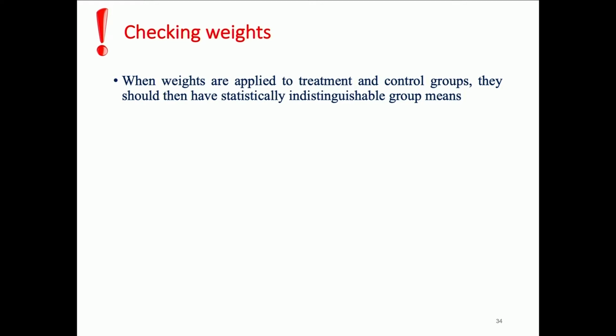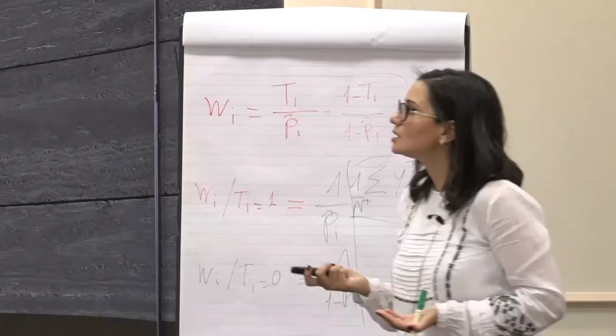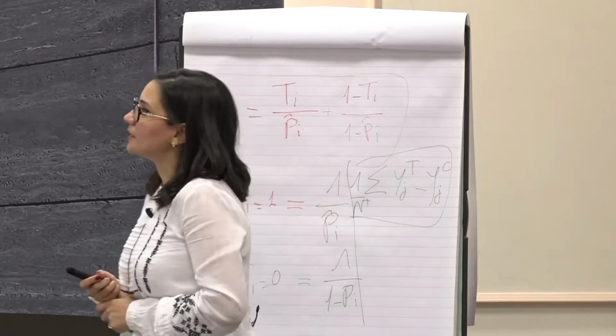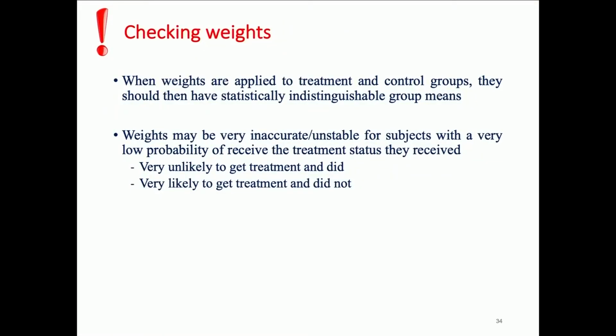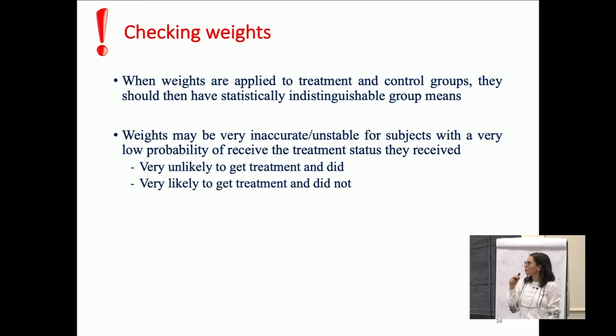Again, the weights that we are applying for the treatment and the control group should be different. The idea is that they are unstable and they are also affected by the choice of the covariates that you choose. So if you have a low probability of receiving the treatment, in this case you will get a lower weight and will be unlikely to get treated.